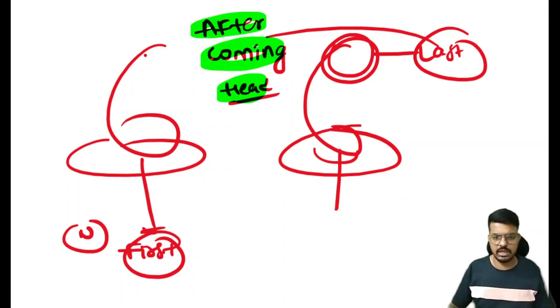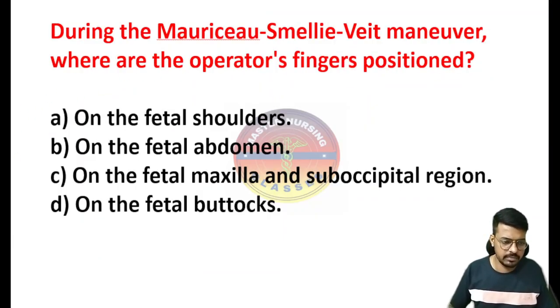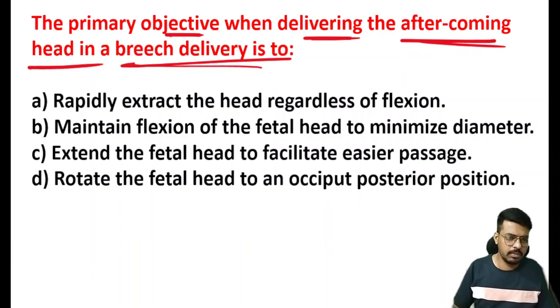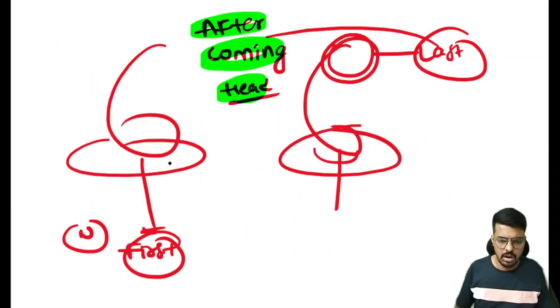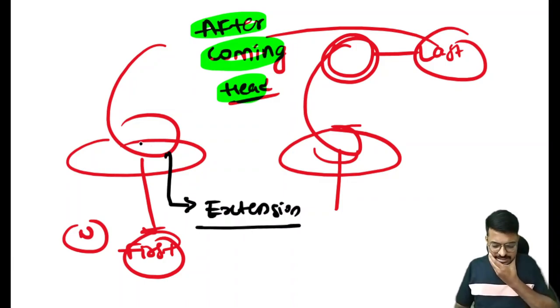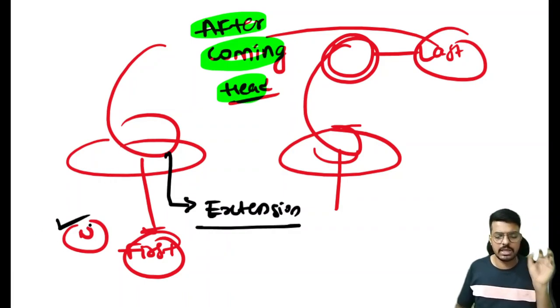You people have to consider here. So the question is like this: primary objectives of delivering the after coming head in the breech delivery. Bacho, remember, while delivering the head in the cephalic presentation normally, the head will be delivered by the process of extension, meaning we have to extend the head like this, and the head will come out during the normal vaginal delivery.